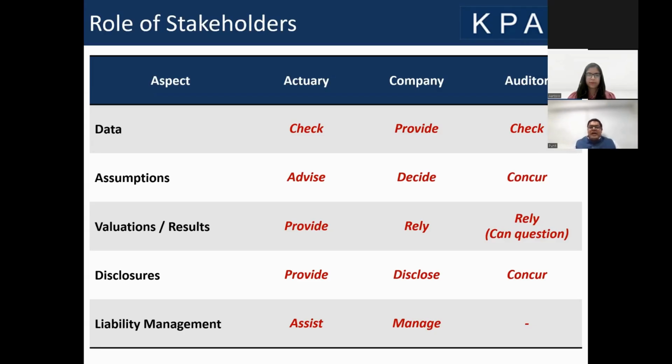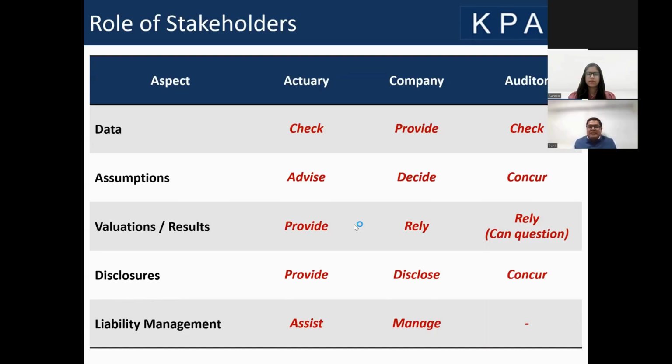Third one is the valuation results. The actuary is responsible to produce the valuation results. The company and auditor rely on the results provided by the actuarial team. The fourth one is the disclosures. Actuaries provide the valuation reports to the company, which include all the necessary disclosure items. The role of the company is to disclose the same in their financial accounts or the annual reports, and the auditor concurs the same.